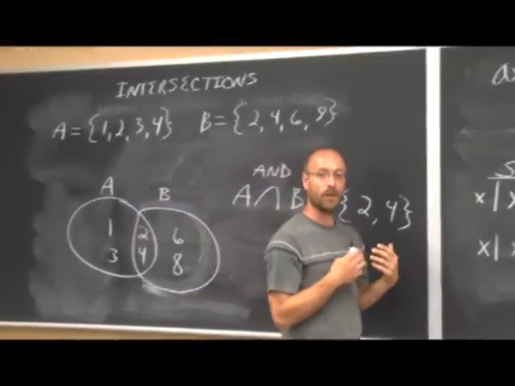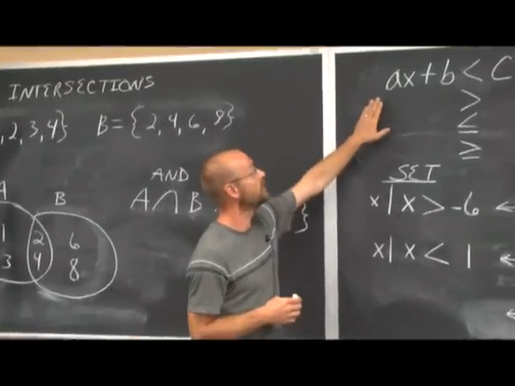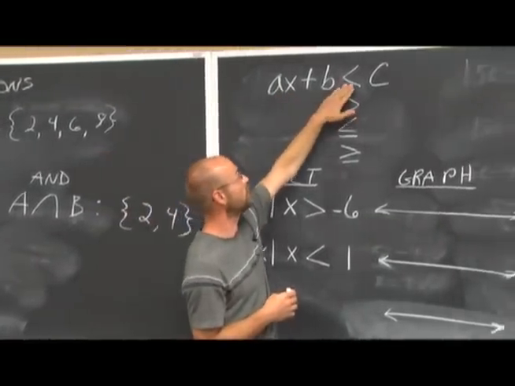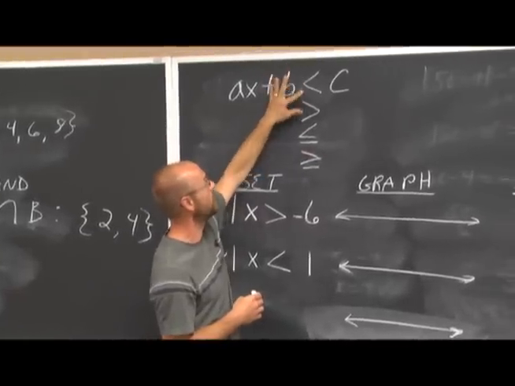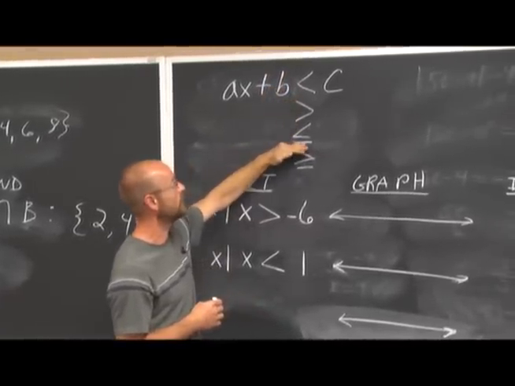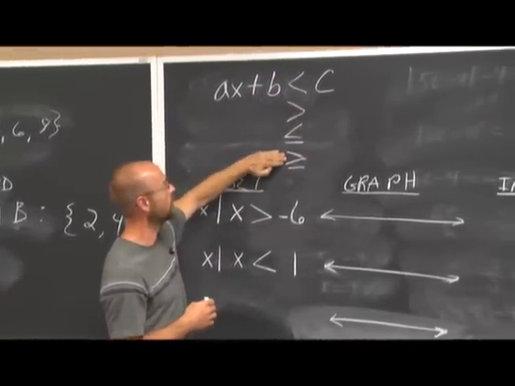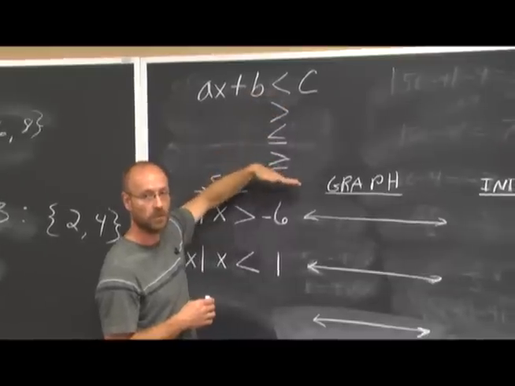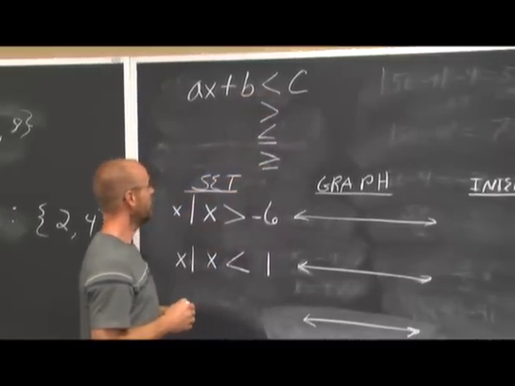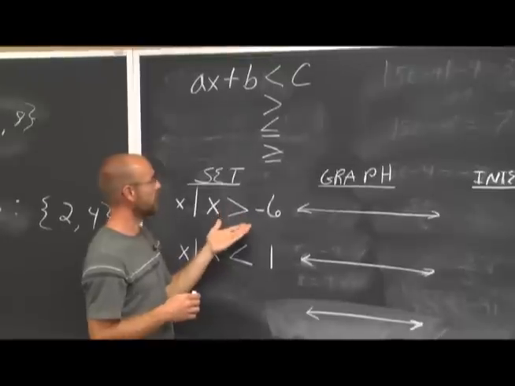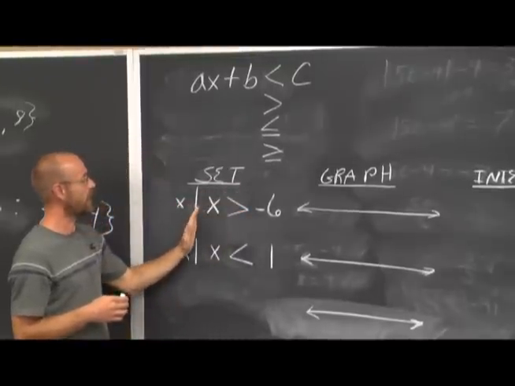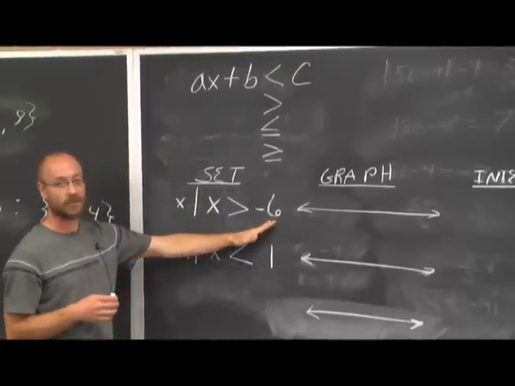So now we're going to see how intersections apply to linear inequalities. And hopefully we remember what these signs mean. This is our less than, this is our greater than, our less than or equal to, or our greater than or equal to. So this symbol could be interchanged with any of these 4 here. The first thing we're going to look at is an example of set notation. This says x such that x is greater than -6.